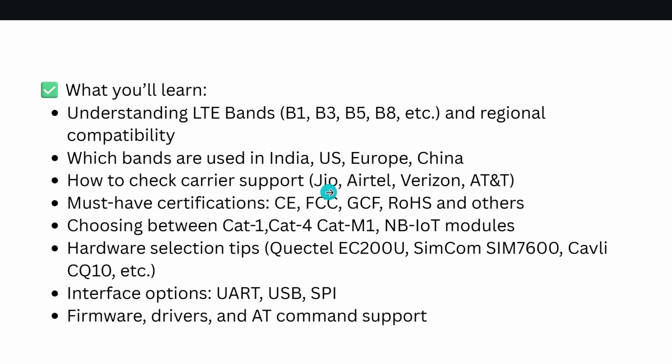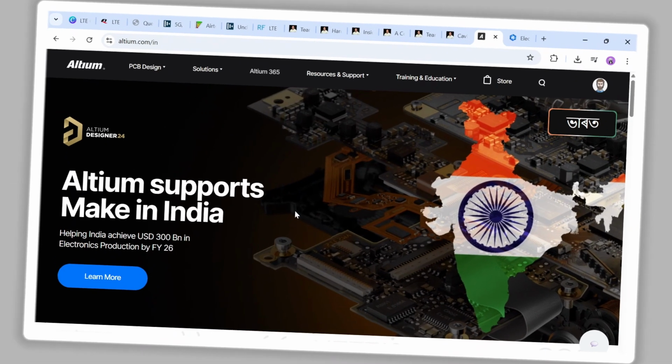So in India, you have Jio, Airtel, whereas in Europe and US, you have AT&T, Verizon. We'll be talking about what sort of certification this module comes with and also how to choose. So there are different types of modules: Cat-1, Cat-4, Cat-M1, NB-IoT modules. How do you decide, based on your requirement, whether to go with a Cat-1 or Cat-4? Then we'll be having some selection tips which we will discuss. And then we'll be talking about the interface options, firmware drivers, and AT command support.